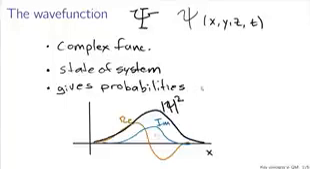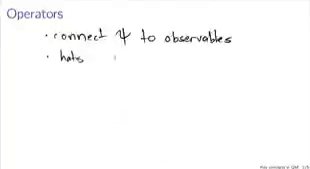The next key concept in quantum mechanics is that of an operator. Now, operators are what connect psi to observable quantities. That is one thing operators can do. Just a bit of notation, usually we use hats for operators. For instance, x hat or p hat are operators that you'll encounter shortly.